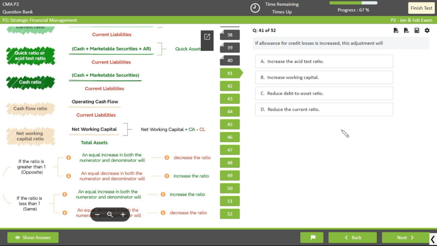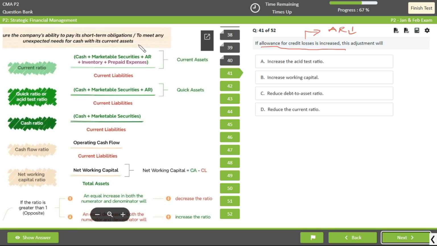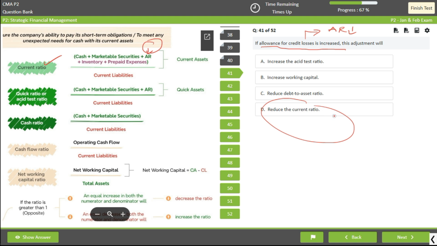Next, the allowance for credit losses increase. If your allowance for credit loss is increased, this transaction is going to decrease your accounts receivable. If your accounts receivable decreases, it will reduce your current ratio, because accounts receivable is decreasing. It will have an impact on the current ratio.